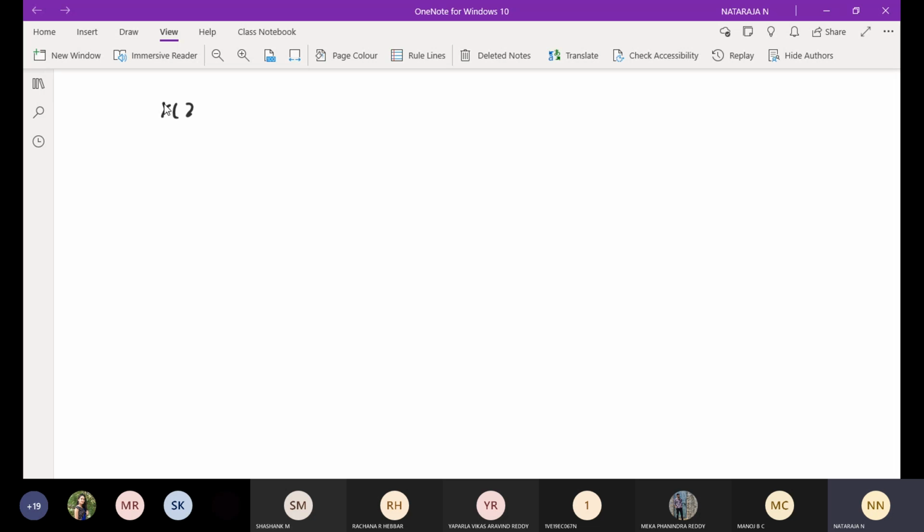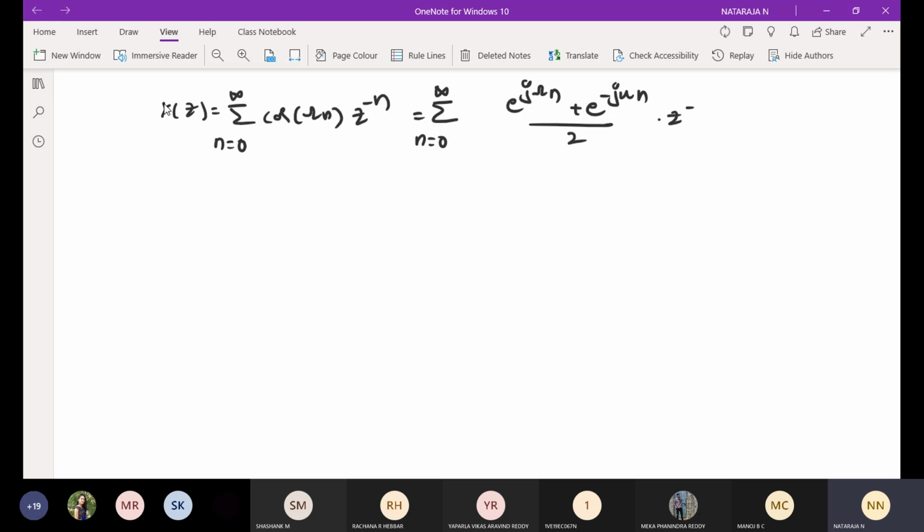Z transform of x of z is equal to summation n equals 0 to infinity cos omega n z power minus n. This I can write as summation n equals 0 to infinity of e power j omega n plus e power minus j omega n divided by 2, into z power minus n, from the standard equation for cos omega n. So I can split that into two terms, e power j omega n plus e power minus j omega n. I will take 1 by 2 outside.